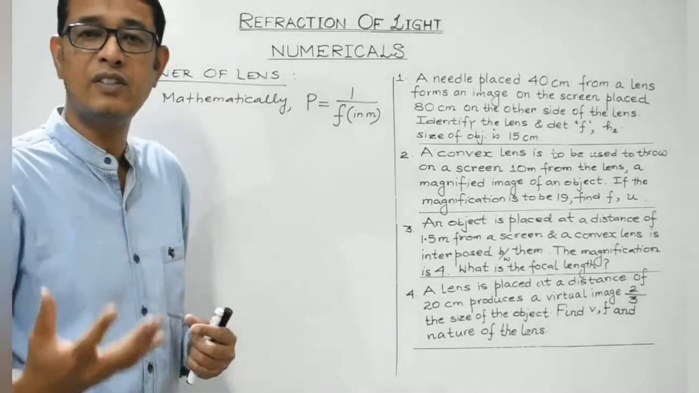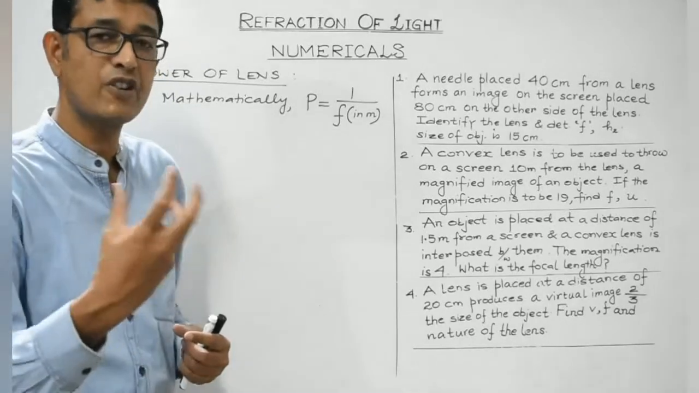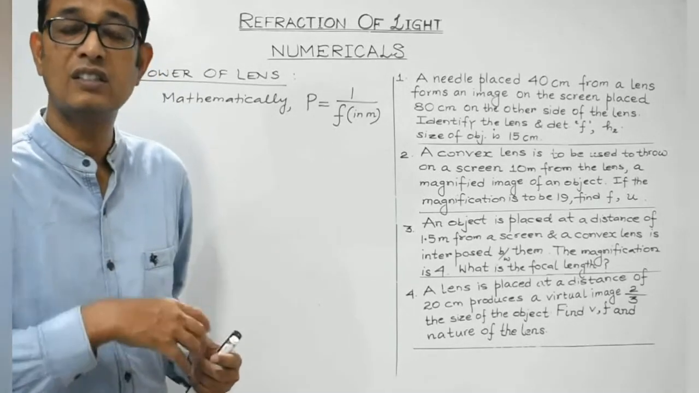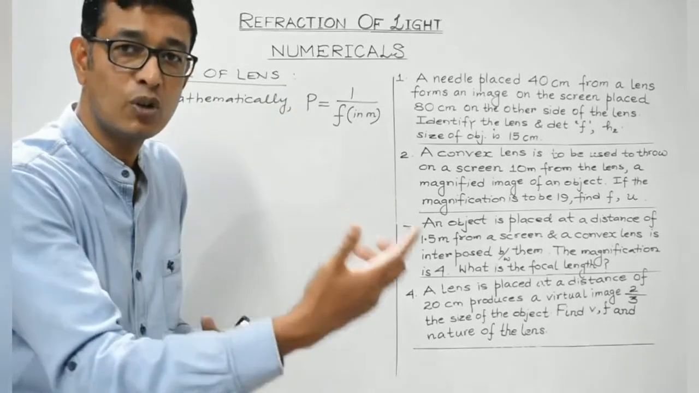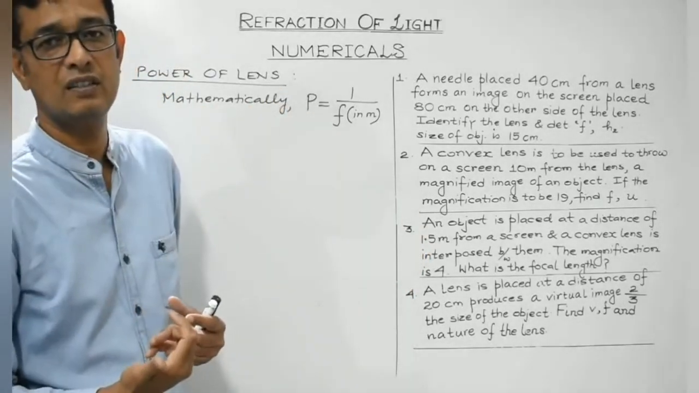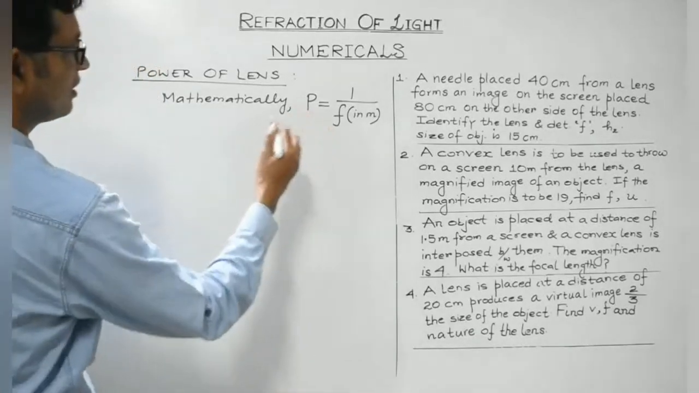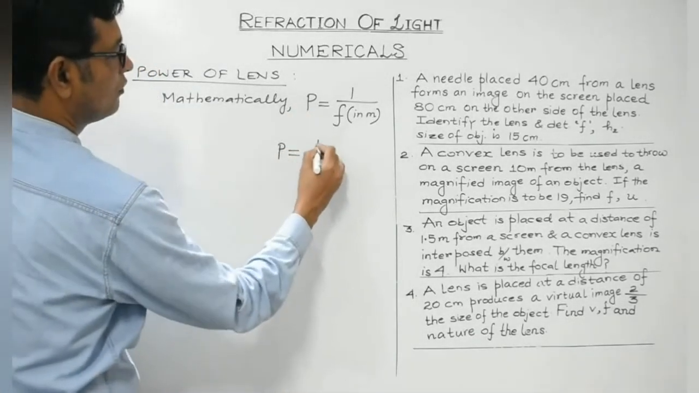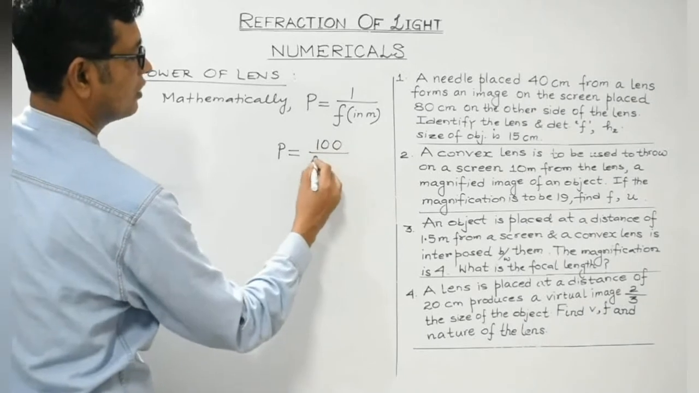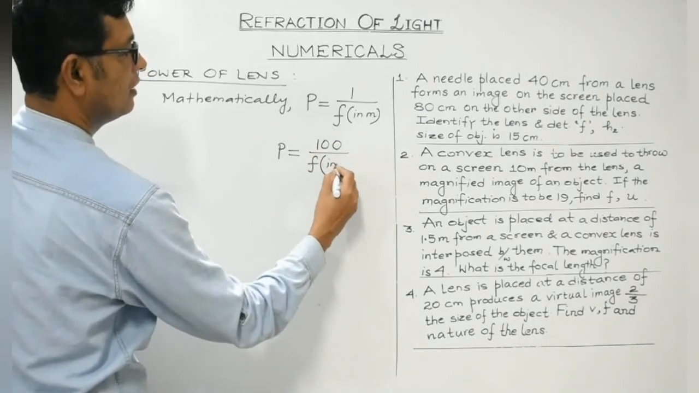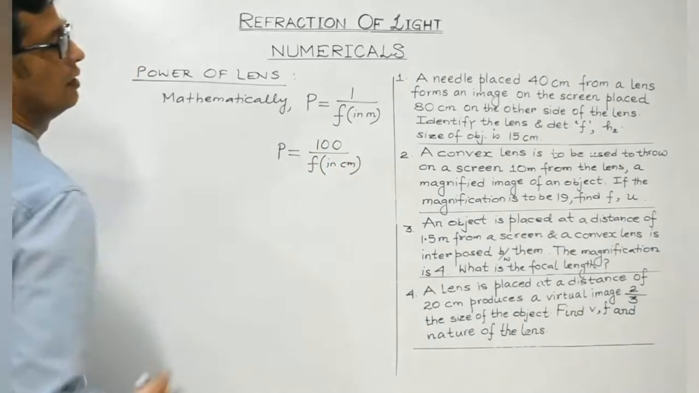Now quantitatively or mathematically, how to measure the power of a lens? It is given by the reciprocal of the focal length of the lens. And please do remember, focal length should be in meters. In case it is in centimeters, don't forget to convert it into meters. So it will be 100 by f in centimeters. Clear?